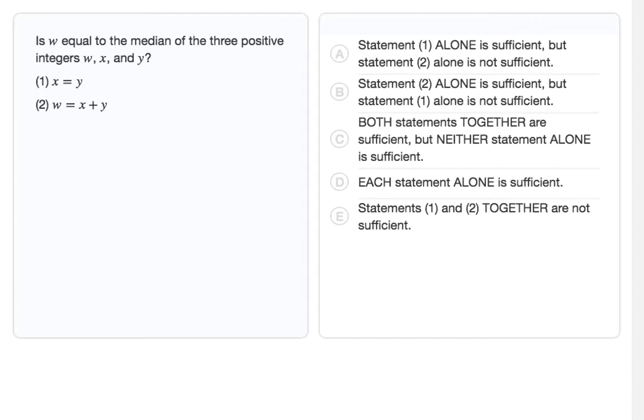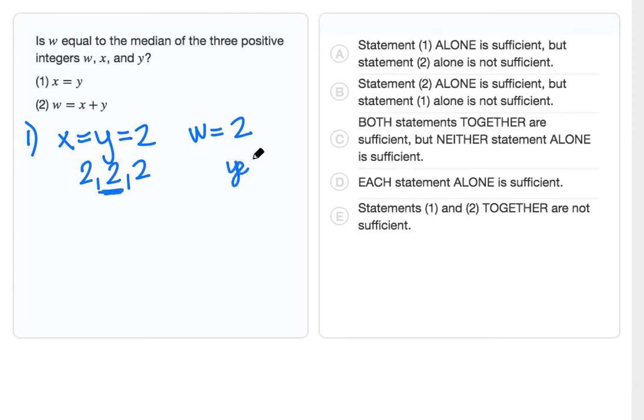Let's look at statement 1. Statement 1 tells us that x equals y. Let's look at some test cases and see if we can figure out the answer to the question. So suppose for test case 1 that x equals y equals 2 and that w equals 2. Now our list in numerical order is just going to look like 2, 2, 2. The median is equal to 2, which is equal to w. So in this case, our answer would be yes.